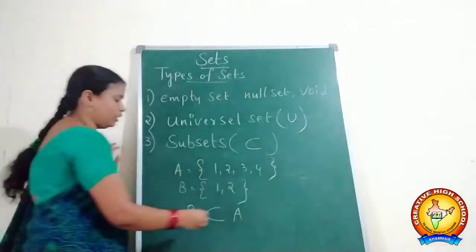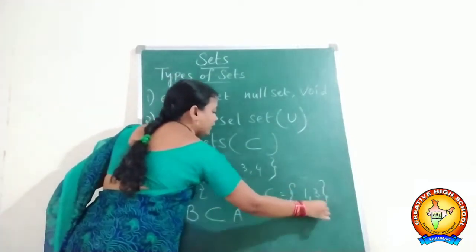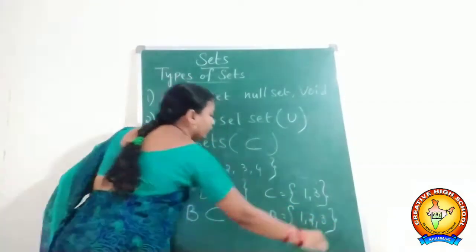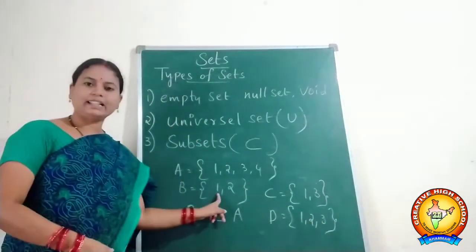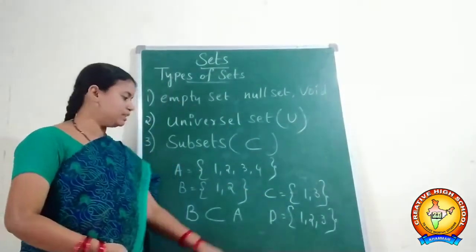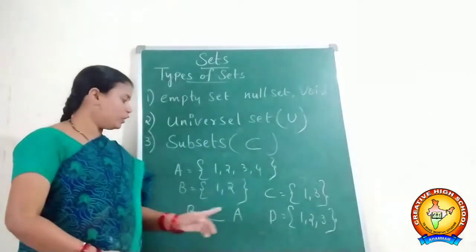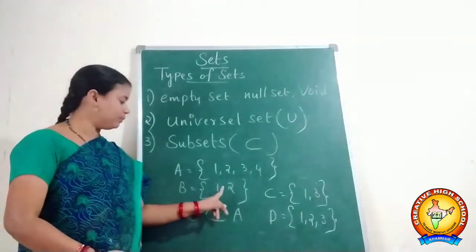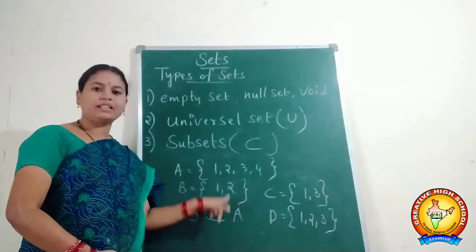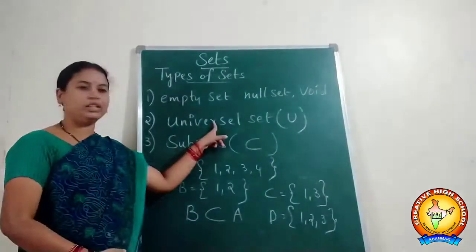See here, if you take one more example, let's see, 1, 3 I am taking, and also another set I am taking 1, 2, 3. If you observe, in set B only 1, 2 elements are there, and in set C only 1, 3 elements are there, and in set D 1, 2, 3 elements are there. All the elements present in set B, set C and set D are present in set A. So that's why set A is called the universal set.